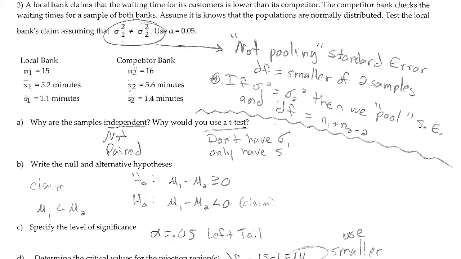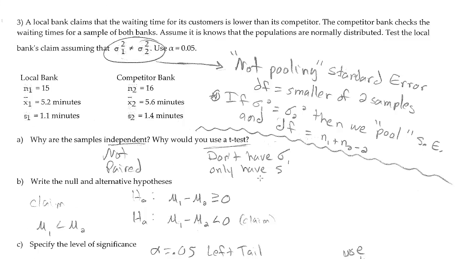So within this example problem, we see that we're told a local bank claims that the waiting time for its customers is lower than its competitor. The competitor bank checks the waiting times for a sample of both banks, assuming it is known that the populations are normally distributed. Test the local bank's claim, assuming that the variances of each sample are not equal.